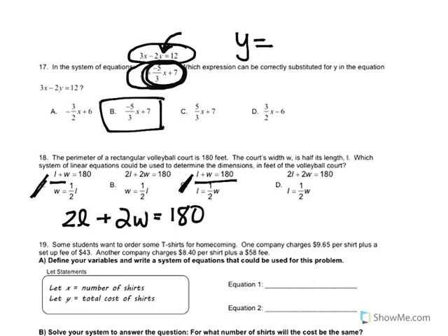Now, let's see what it says. The width is half the length. So when you see that W equals half the length, we want to take 1/2 times the length. The width is half the length. So which one's going to be the right answer? It's going to be B, because there's our 2L plus 2W equals 180. And W, the width, is 1/2 the length. W equals 1/2 L. Okay, let's go on to number 19.